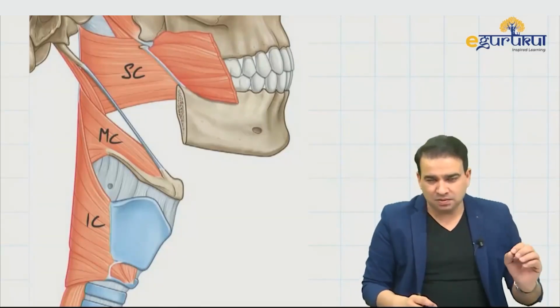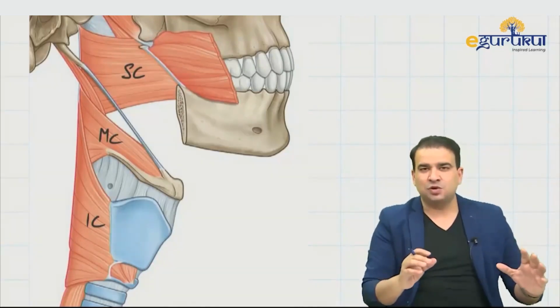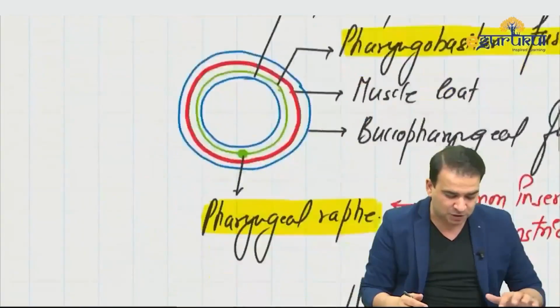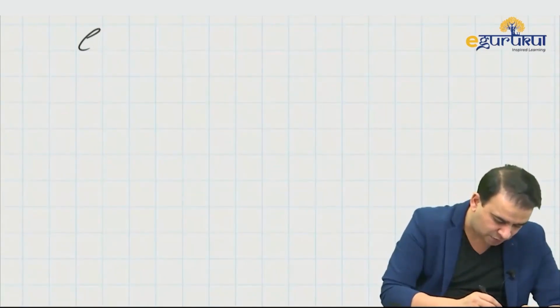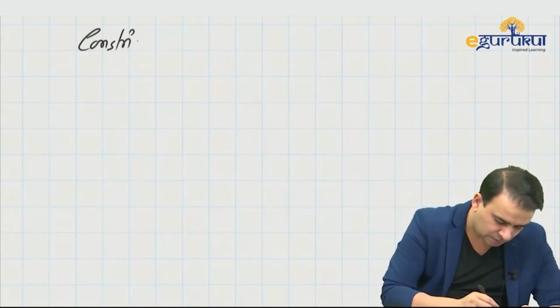So I want you to first draw the origin and insertion of these muscles, because I believe this is an important attachment to know. The constrictor muscles, everything about the constrictors is important. So let's talk about the attachment first.